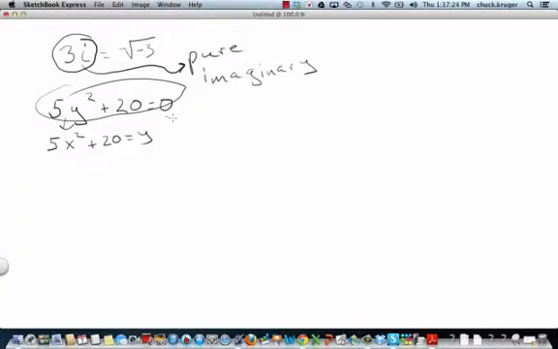Alright, so let's go back to this, and I'm going to solve this. And again, it was 5y squared plus 20 equals 0. I'm going to subtract 20 from both sides. And I get negative 20. And then I'm going to divide both sides by 5. And I'm going to get negative 4. And now I'm going to take the square root of it. And when I do that, it's going to look like this.